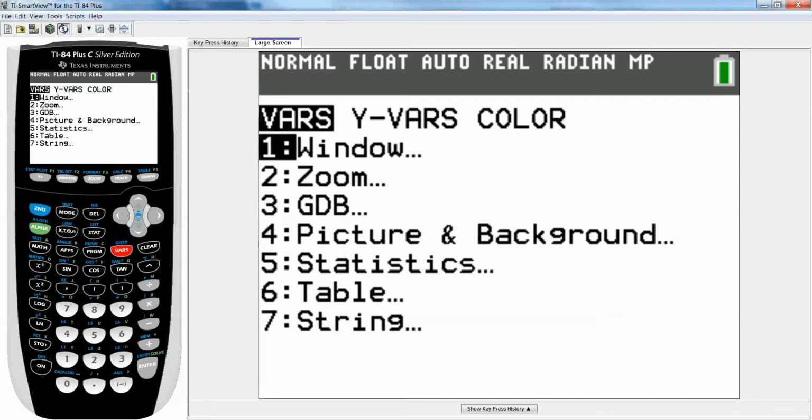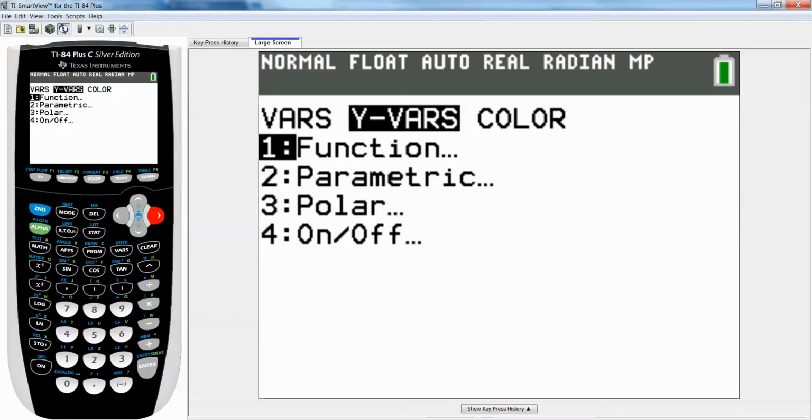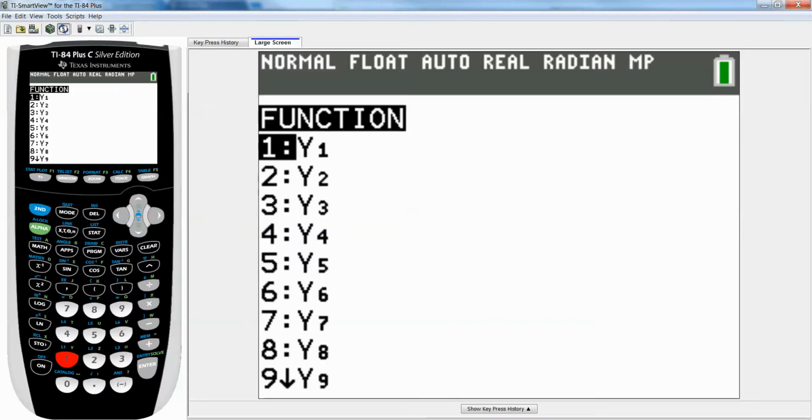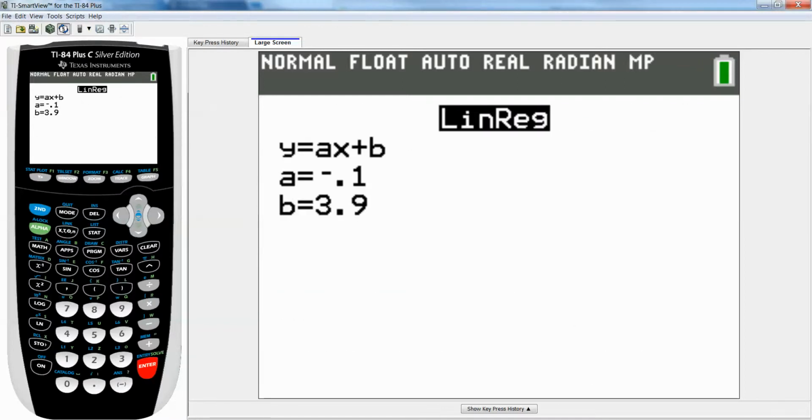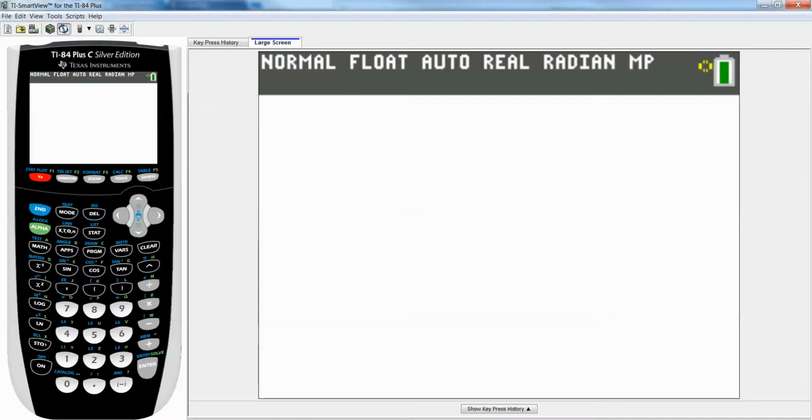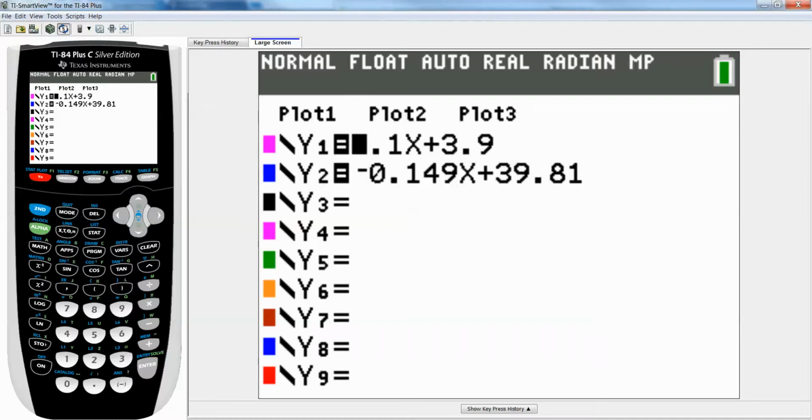So I'm going to press Variables, V-A-R-S. I'm going to move to the right to Y variables. I'm going to pick number 1 Function, and I'll pick number 1. And then I'm going to move down to Calculate and press Enter. So it ran the equation for me, and it stored it for me in Y equals. If I go to Y equals, I can see it right there.